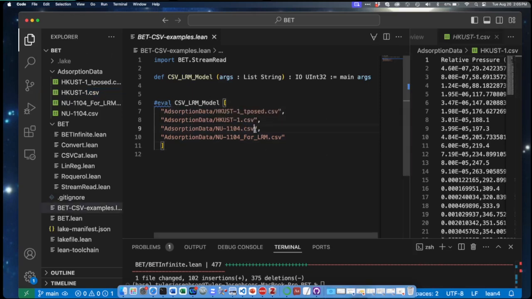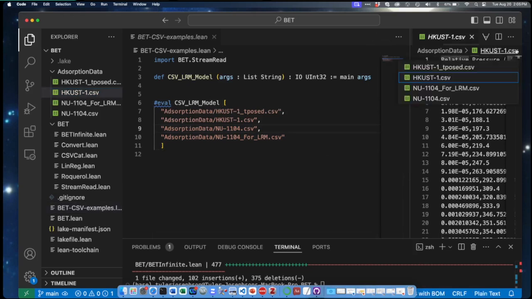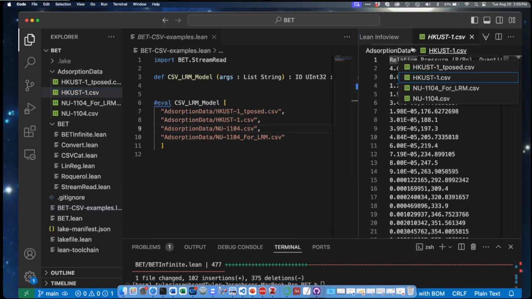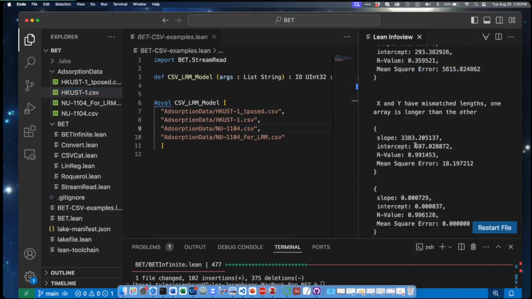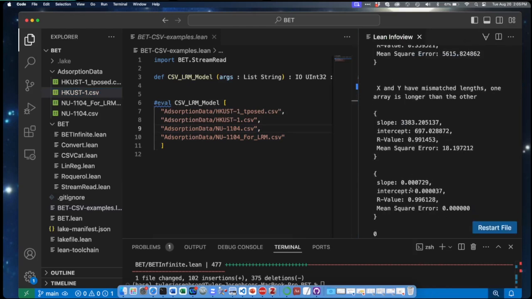Okay, and let me close this. Here we go. And we get slope, intercept, R value, mean squared error for all of these things too. So there it is. That is this connection.